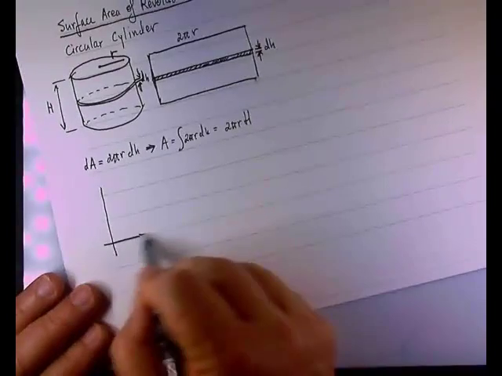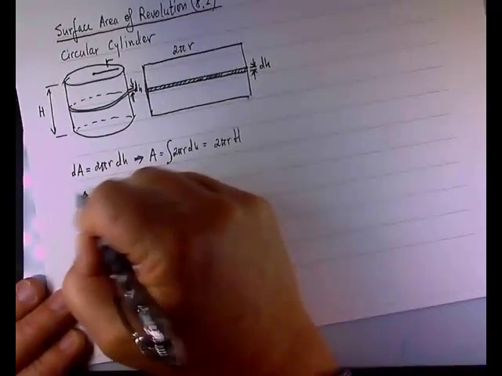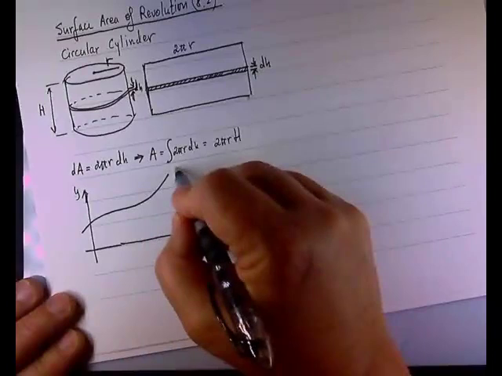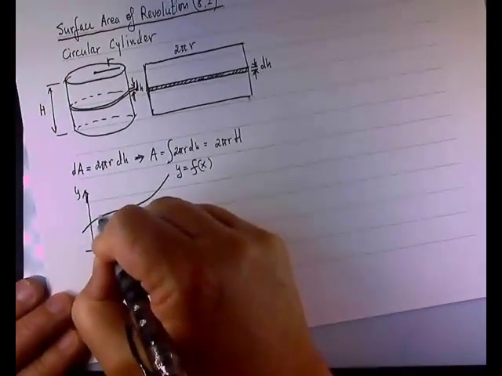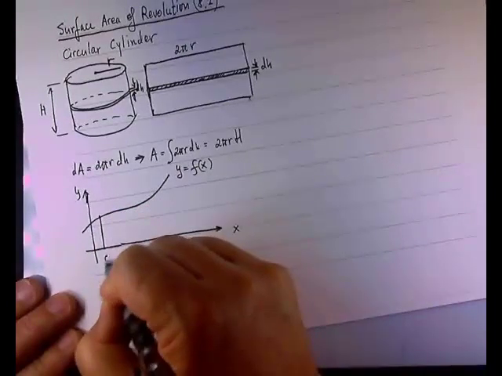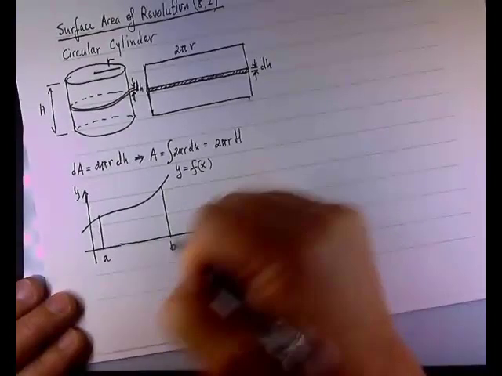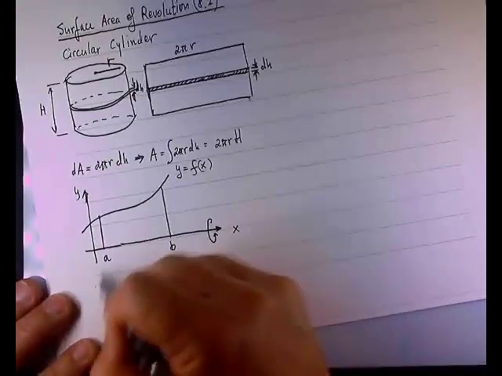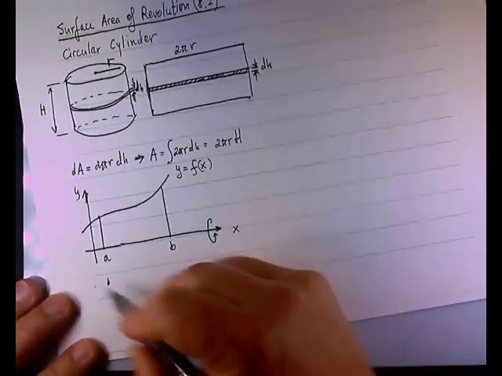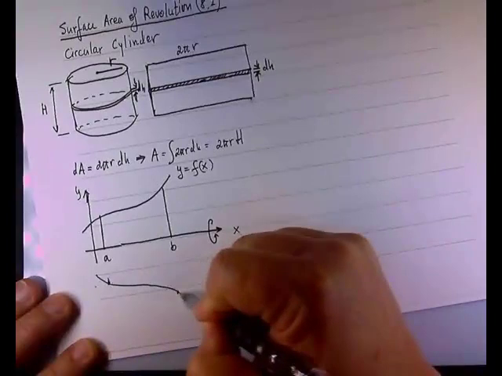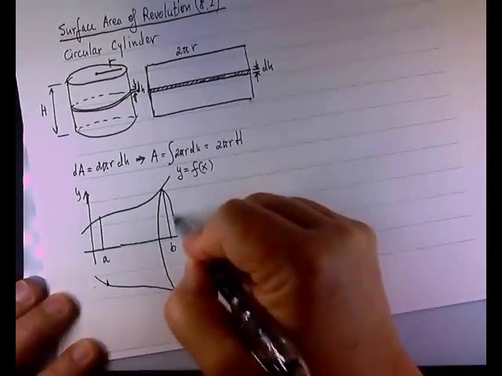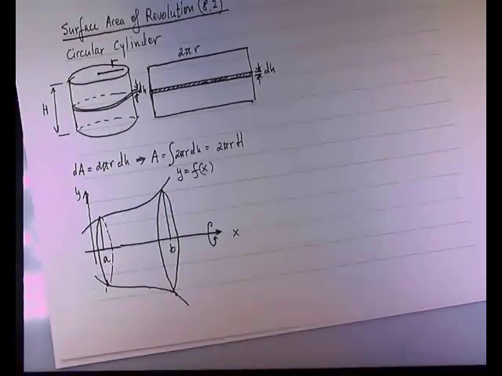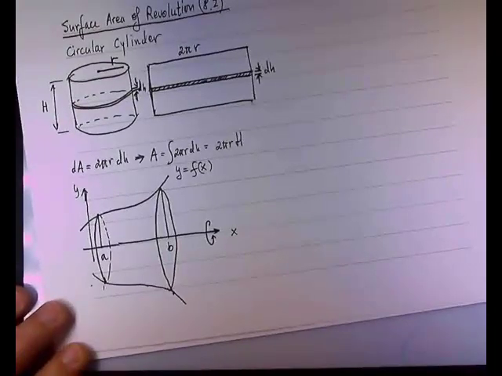Okay, so now think about the following example. Using this idea, let's look at a curve that we're going to rotate about the x-axis. Let's say we have a curve like so. This is the curve y equals f of x. We're going to take the piece of the curve from x equals a to x equals b, and now we're going to rotate it about the x-axis. So we have a solid of revolution, almost a bell shape in this case, and we're interested to know its surface area.